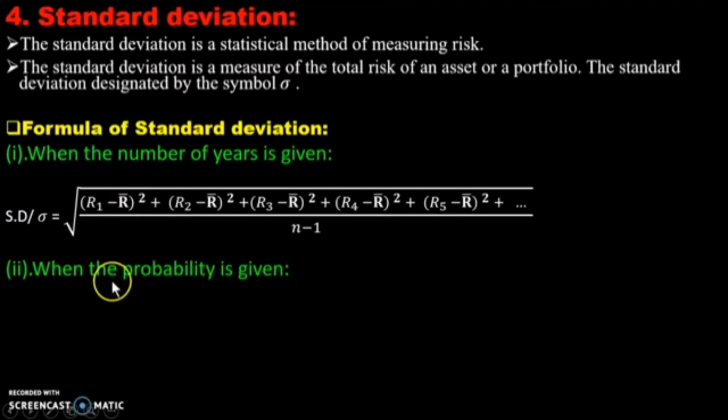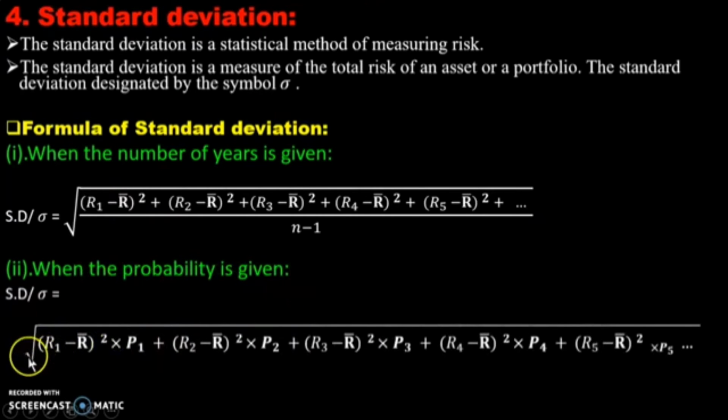And another formula, when the probability is given in the question, then the formula will be root over (R1 minus R bar) whole square into P1 plus (R2 minus R bar) whole square into P2 plus (R3 minus R bar) whole square into P3 plus (R4 minus R bar) whole square into P4 plus (R5 minus R bar) whole square into P5. Dear students, we also know that a higher standard deviation means higher risk and a lower standard deviation means lower risk.